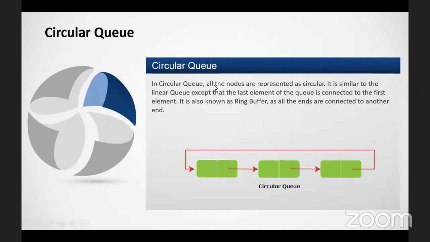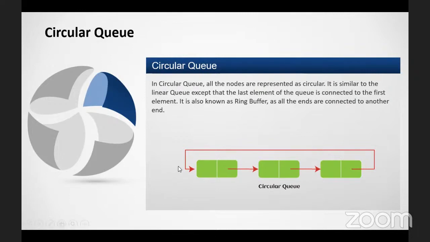The disadvantage also. In the circular queue, all nodes are represented as a circle. It is similar to the linear queue, except that the last element of the queue is connected to the first element. It is also known as a ring buffer, as all ends are connected to another end. So why am I using it like this? What is the purpose of using a circular queue? What is the disadvantage of the linear queue? That I will tell you.